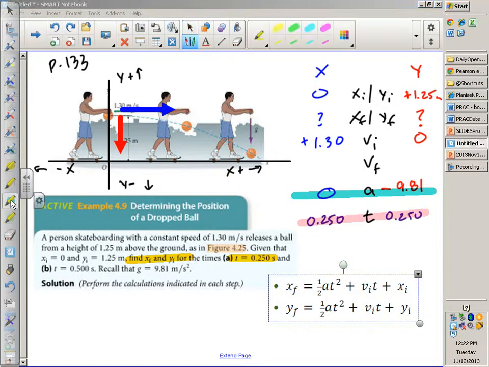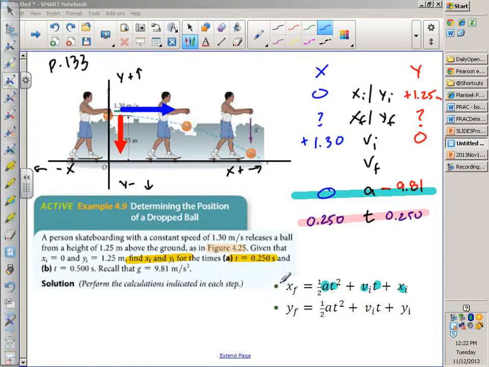Do we know the acceleration on the x-axis? Yep. Do we know the time that this is happening? Yes. Okay, so that takes care of that. Do we know the initial velocity on the x-axis? Sure. Do we know where it starts on the x-axis? Absolutely. So we can go in now and figure out where it ends up on the x-axis. So x final equals.